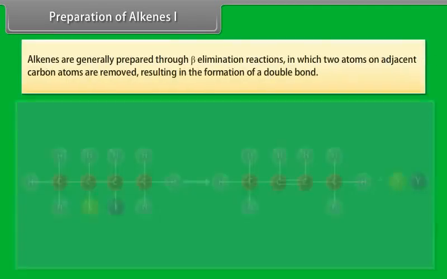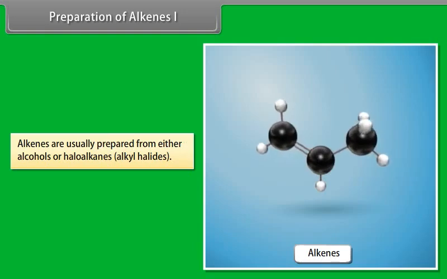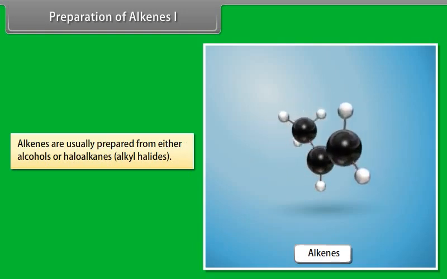Preparation of alkenes, Part 1. Alkenes are generally prepared through beta-elimination reactions, in which 2 atoms on adjacent carbon atoms are removed, resulting in the formation of a double bond. Alkenes are usually prepared from either alcohols or haloalkanes, alkyl halides, by the dehydration of alcohols.